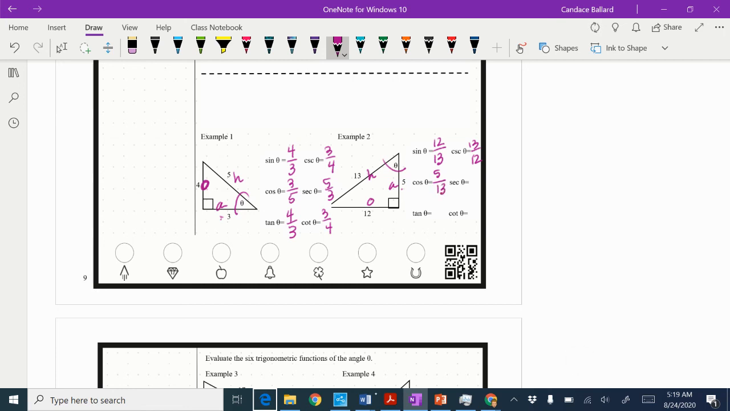Secant is my reciprocal, so 13 over 5. Tangent is my opposite 12 over my adjacent 5. And we're not worried about reducing into mixed numbers or anything, just leave the ratio the way it is. The cotangent would be the reciprocal, 5 over 12.